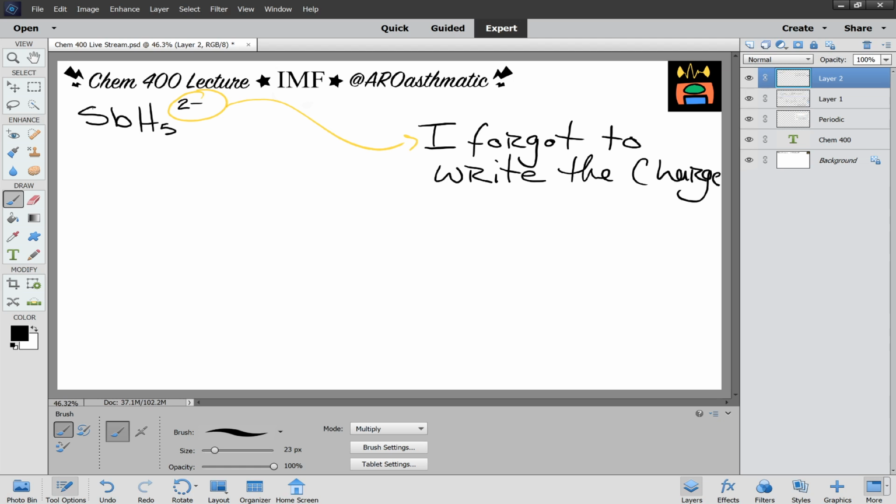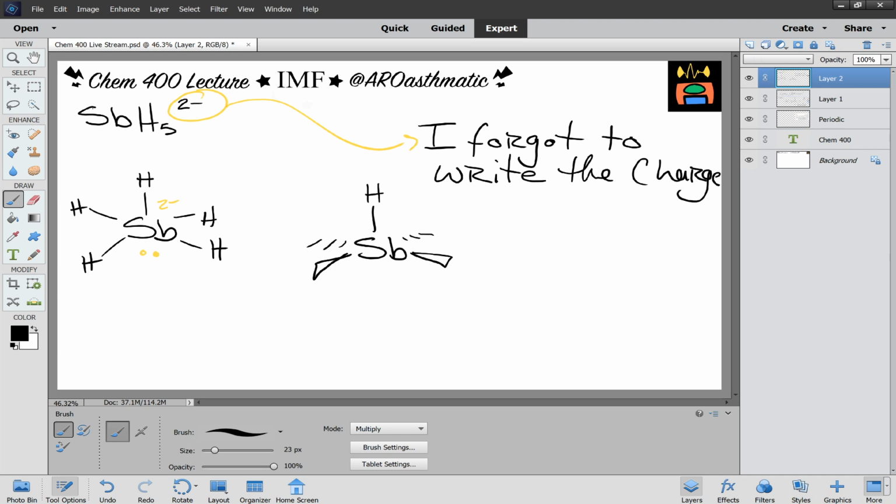With that charge in there, the Lewis structure will be exactly the same, except that we will have a lone pair on our antimony, and a charge. And now we have 6 electron groups. One is a lone pair, and that's why we end up with the octahedral electronic geometry and the square pyramidal molecular geometry.